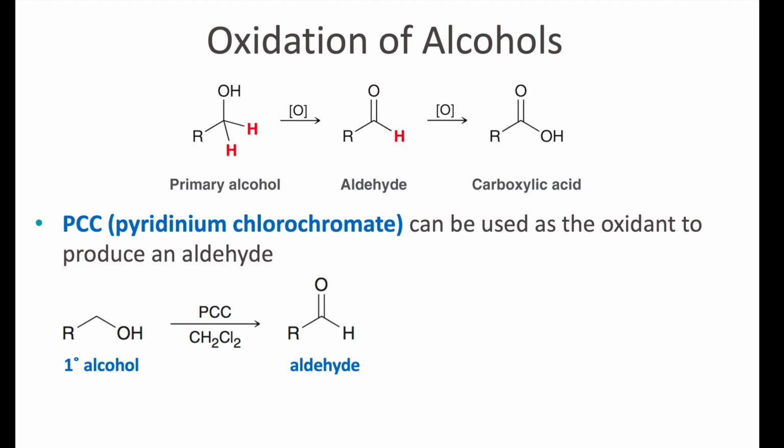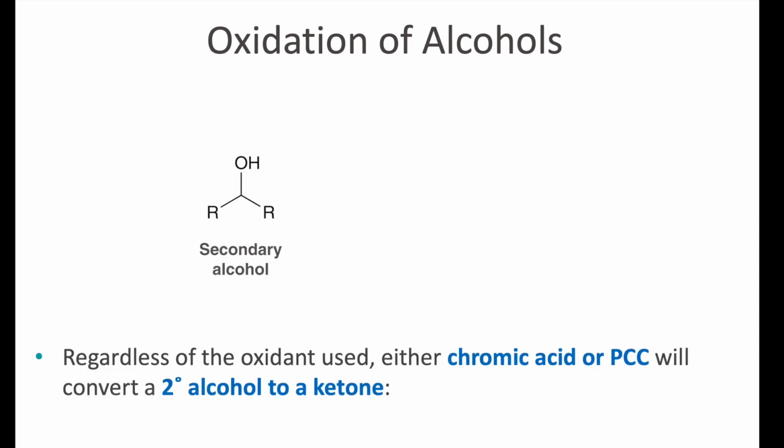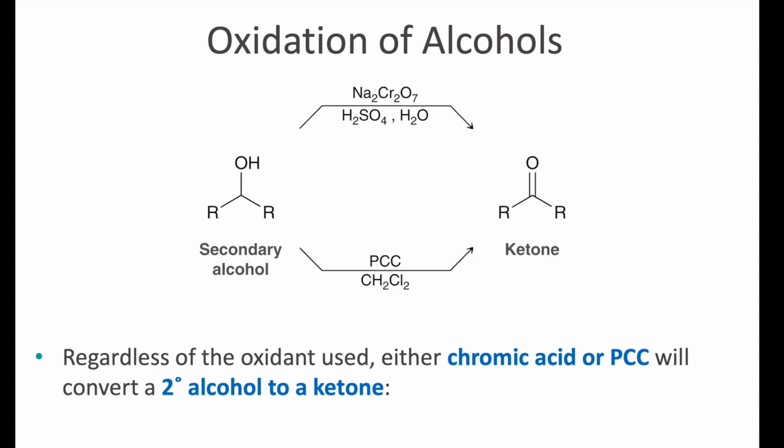stop at the aldehyde. Even though there's one more carbon-hydrogen bond, it will not oxidize that further. All right, so PCC looks like this, a pyridine ring with that chlorochromate. Now, if you have a secondary alcohol, it can only oxidize once. So it doesn't matter which one you use. If you use PCC, it oxidizes to a ketone. If you use Jones reagent, it also oxidizes to a ketone because there's no more oxidation possible.